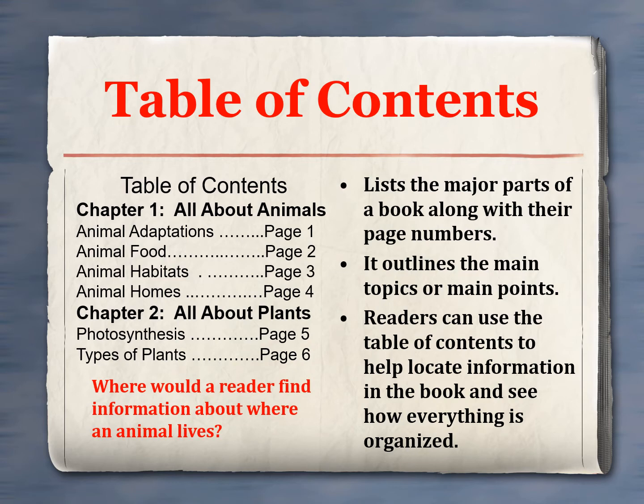And so we use this table of contents to help us locate information that's in the book. It also tells us how the book is organized, the different chapters, and what is inside of the chapters. So it is a very, very organized way for us to find information. Okay. All right. So question for you. The information about where animals live would be found where? So in what chapter and on what page would I find where animals live? All right, let's go. Think you got the answer? Let's go.